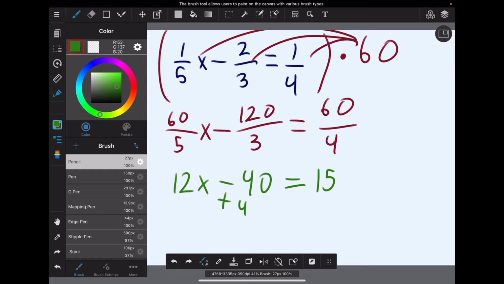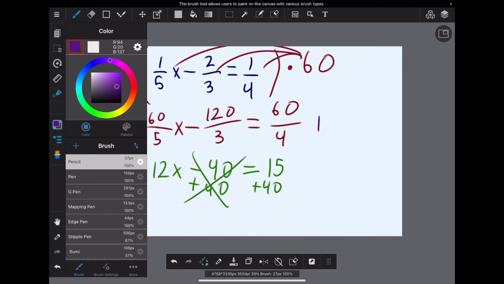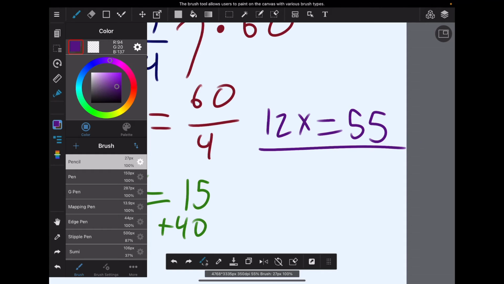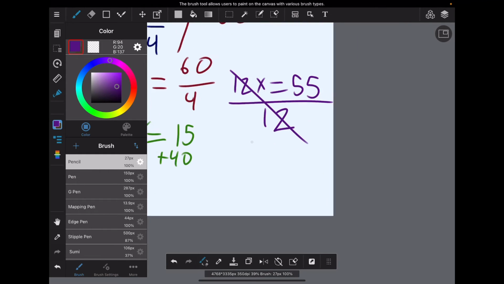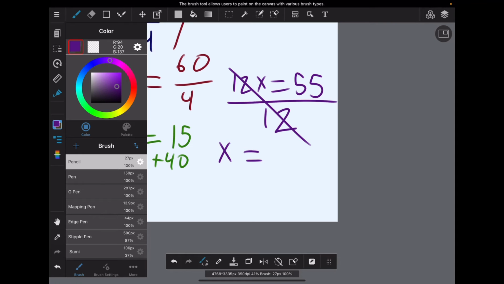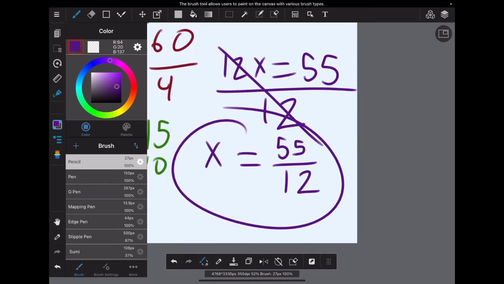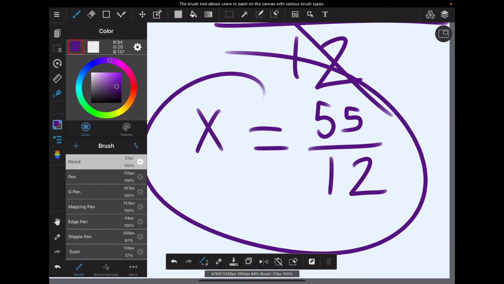Right here, we're going to add 40 to both sides, because whatever you do to one side, you have to do to the other. So that 40 cancels out. And so we have 12x equals 55, because 15 plus 40 is 55. Now we just have to divide the whole thing by 12. That cancels out there. And so we have x equals 55 over 12. You can make that a decimal if you want to, but I am too lazy. Let's go to the next problem.